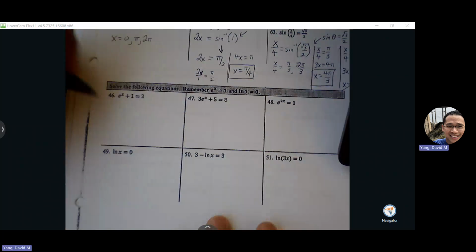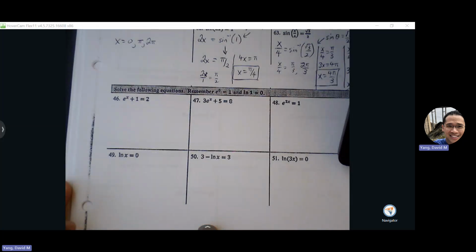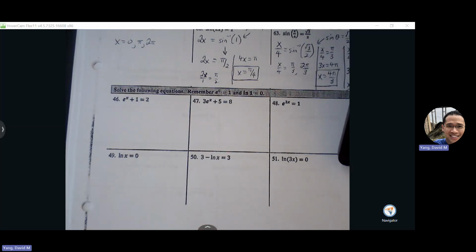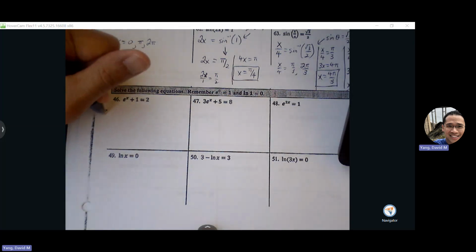Okay, so if I want to solve for x here, e to the x plus 1 equals 2. I'm going to try to get e to the x by itself. So I'm going to subtract 1 from both sides. So e to the x equals 1.